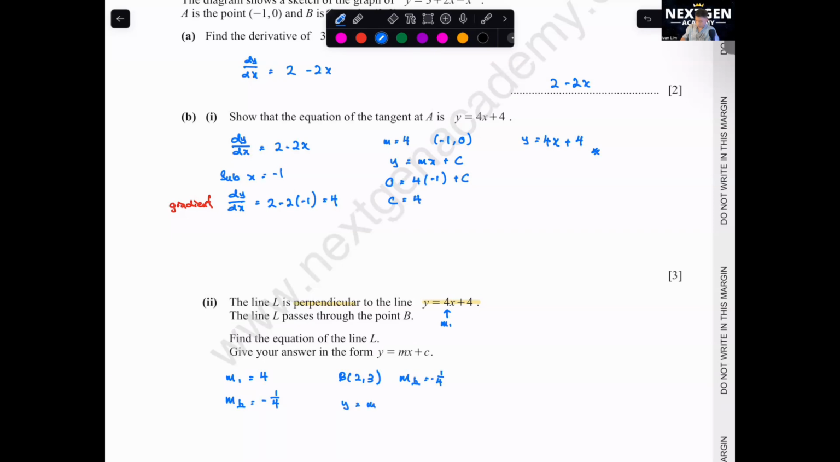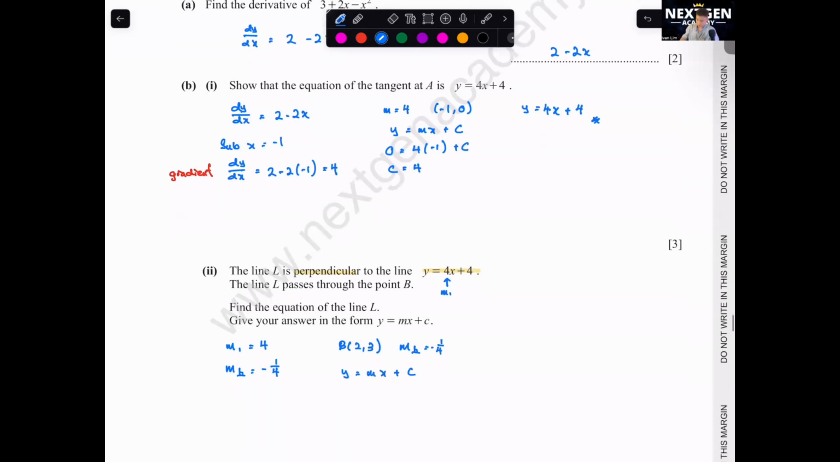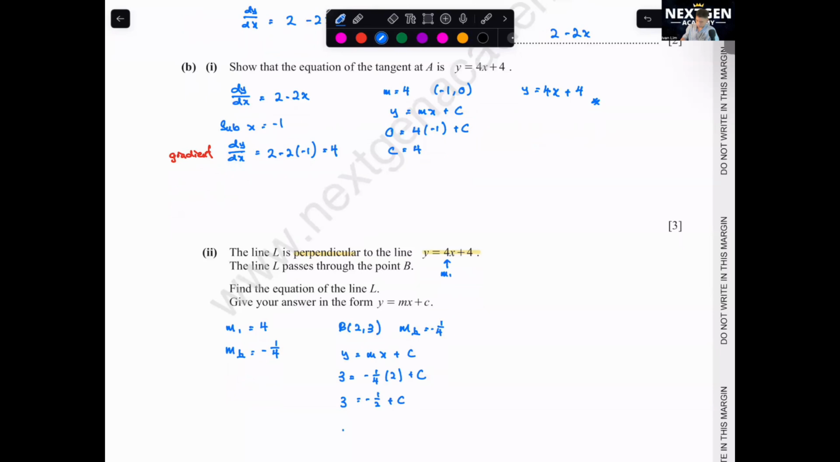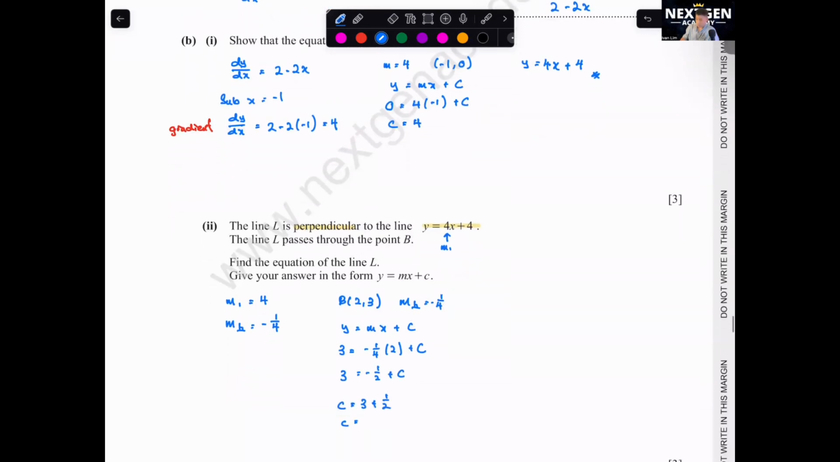We're going to substitute into y equals mx plus c. So 3 equals -1 over 4 times 2 plus c, which is -1 over 2 plus c. We bring it to the left-hand side. c is 3 plus 1 over 2, which equals 7 over 2. So the final answer will be y equals -1 over 4 x plus 7 over 2.